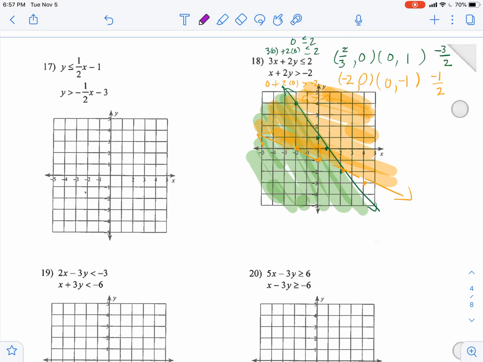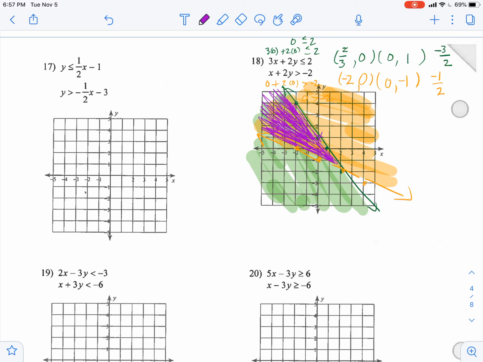Let's see, I'll use purple. So my answer is going to be in here. This is where I have both colors. But again, look at your boundary lines. Because the green boundary line is included, but the orange boundary line is not included, because it's dotted. So maybe the point right here, (0, 1), is included in your answer, but (-2, 0) would not be included in your answer.